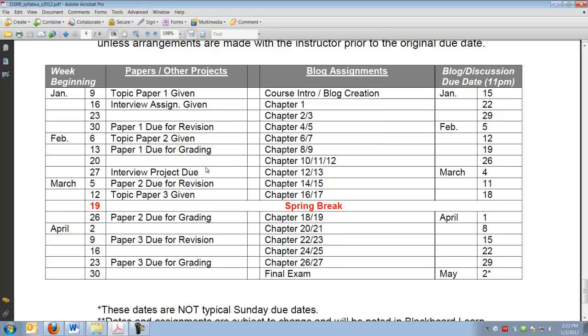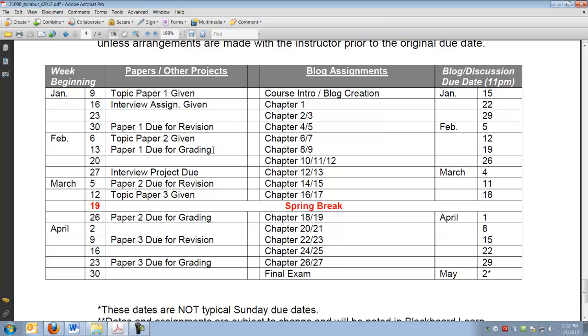In the left-hand column, other than papers and other projects, it will list when certain items are due, as far as papers and other things. You notice paper 1 topic is given the first week of the semester. You can submit it on January 30th, the week of the 30th, for revision. So I give you the opportunity to turn it in. I will revise it or give you some feedback, and then you have a couple weeks, February 13th, to clean it up and submit it again for final grading.